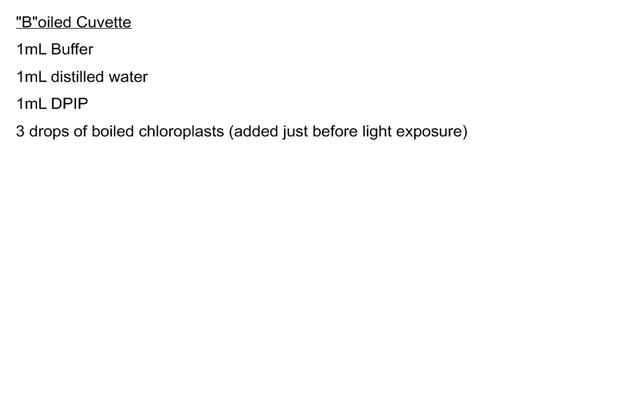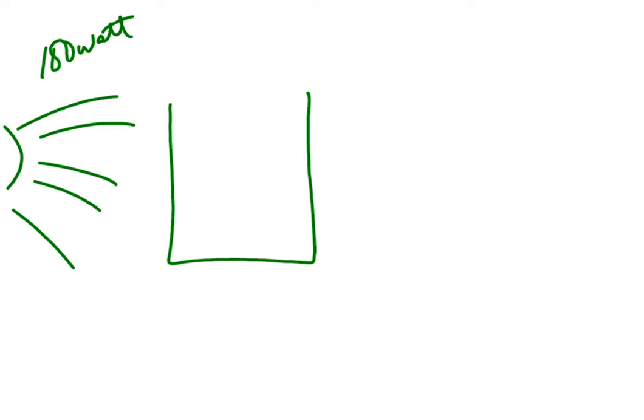Okay. So what this should look like is I have my light source coming out. It's going to be a heat lamp with a 100-watt bulb. And then you're going to have a large 2,000 milliliter beaker that's going to have water in it.